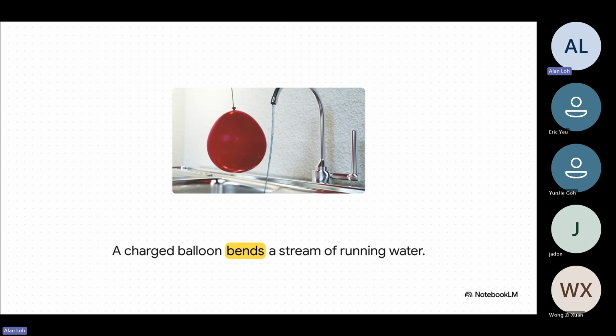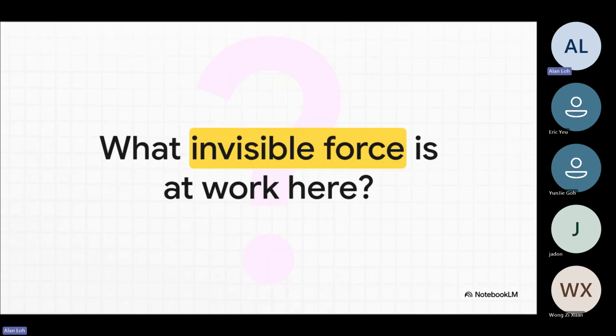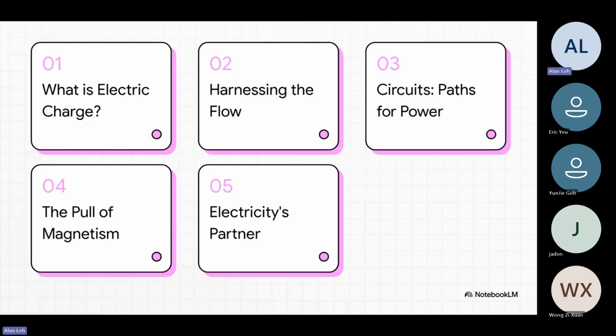It's a huge clue to one of the most powerful forces in the entire universe. So what is going on here? Really, what invisible force is strong enough to literally pull water sideways through the air? The answer is hiding inside every single atom. Here's how we're going to break it all down. First, we'll start with the spark itself, what electric charge actually is. Then we'll figure out how to get it moving, and how to build roads for it to travel on. After that, we'll meet its mysterious twin, magnetism, before, and this is the best part, we bring them together to see how they completely change the world.